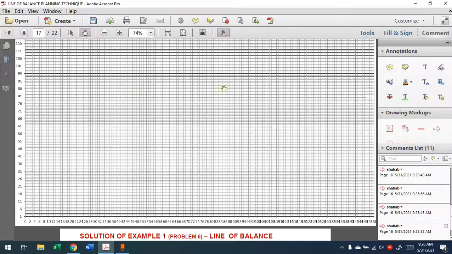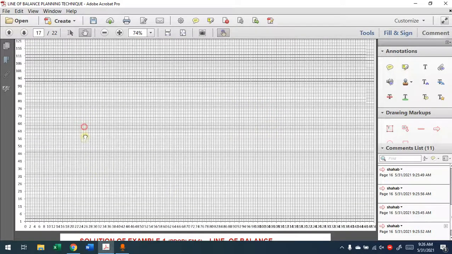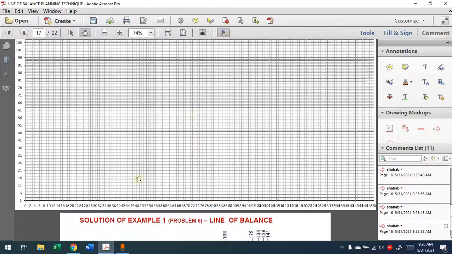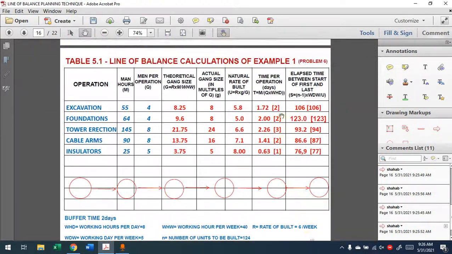We will start with a paper like this. At the vertical side we have the units, 124 units. On the horizontal side we have days. Now for the days you don't know how many you need. Why? Because with the table here it's not clear exactly how many days are required to finish this project, which consists of 124 units of an insulator. So we'll start with 0.